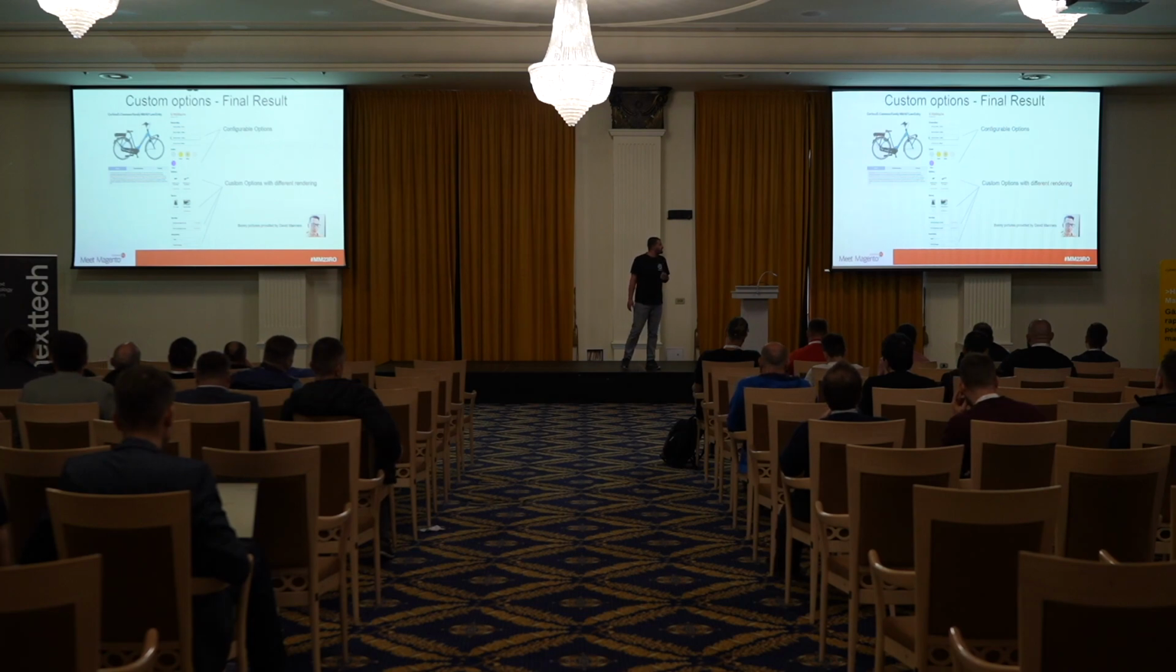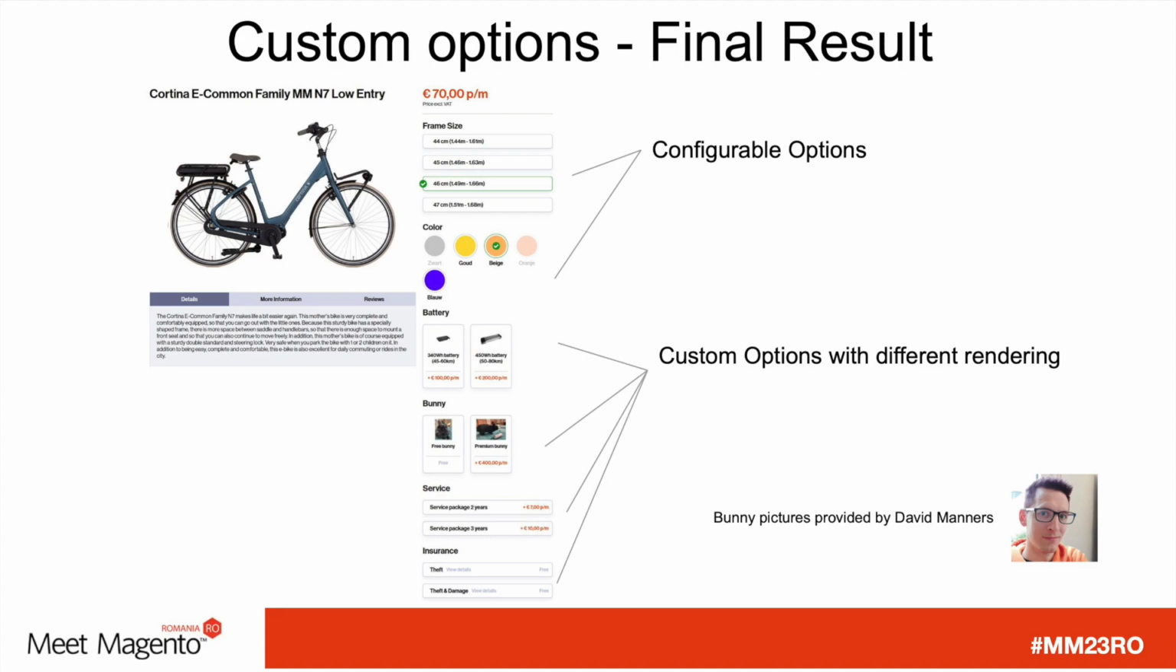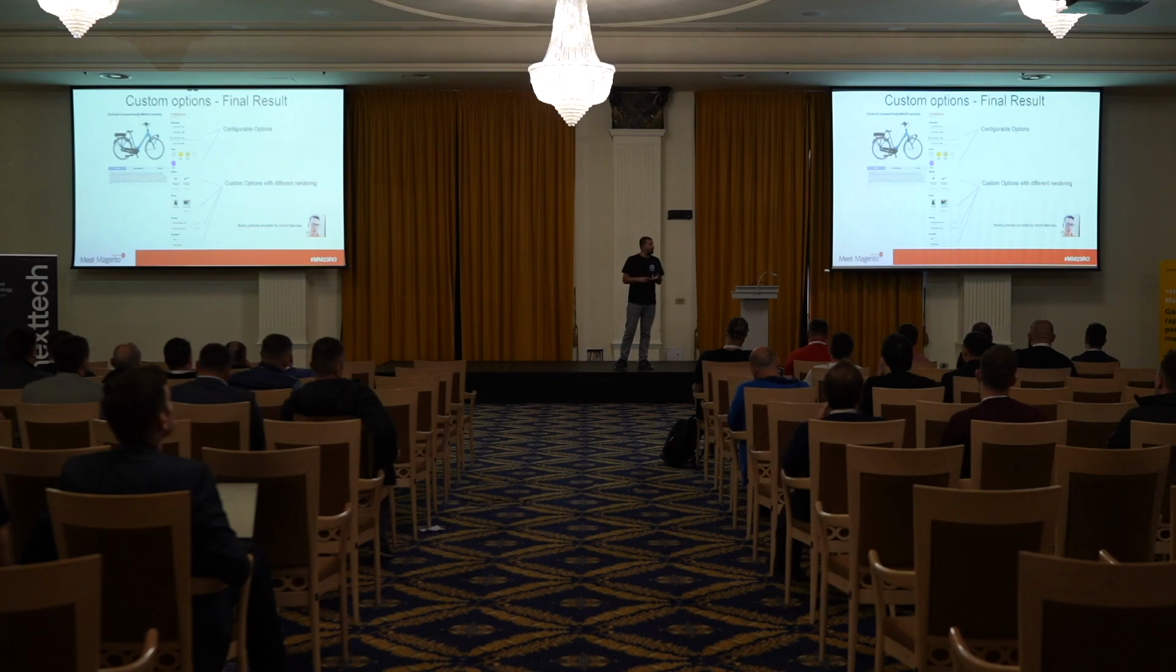And this is the final result. This is how it ended up looking. You have configurable options, and on the lower side, you have the actual custom options that are physical products, except for insurance and service. You can display pictures. We also had stock management for them. If one product was out of stock, it wouldn't appear as in here. It looks like a bundle product, but we couldn't actually use bundle products because the ecosystem that we had to integrate with didn't support bundle products.